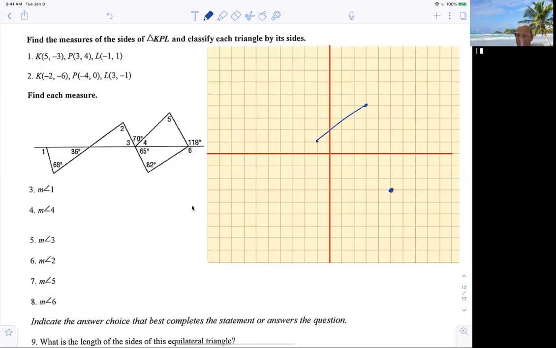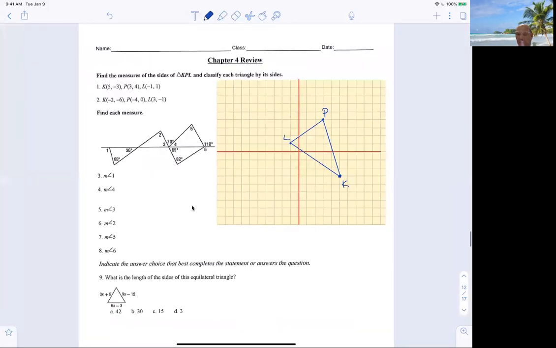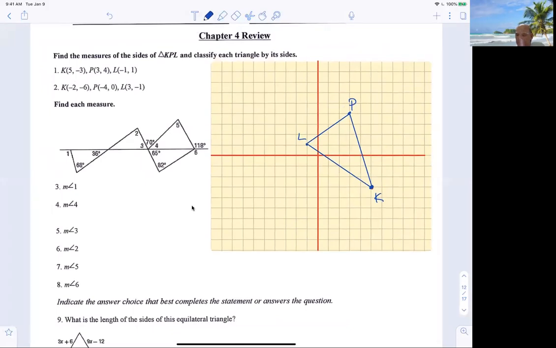That almost looks like what type of triangle? That almost looks isosceles, but we will find out. Now remember, one of the main things I want you to learn is that the distance formula is just what theorem? Yes, Pythagorean theorem, that's all it is. Easy. Let's name this properly here. This would be K, this would be P, and this would be L. So let's find LP, PK, and LK. Somebody tell me what LP is.